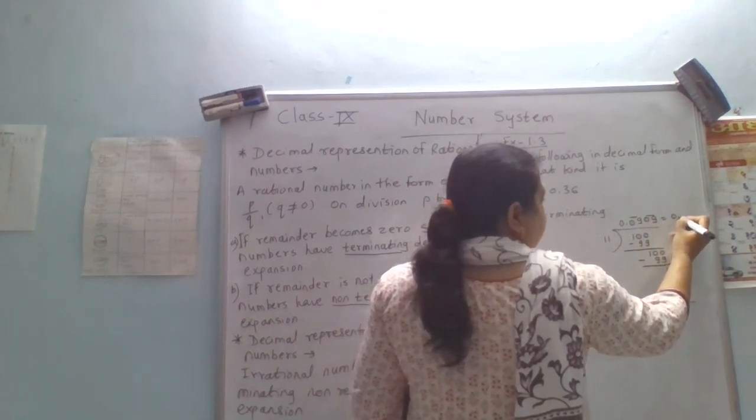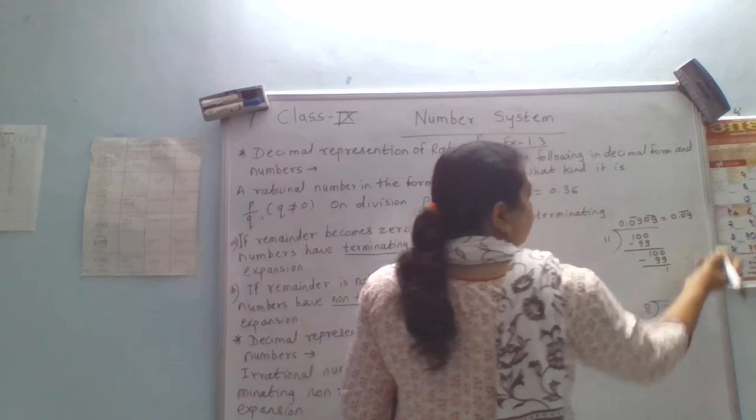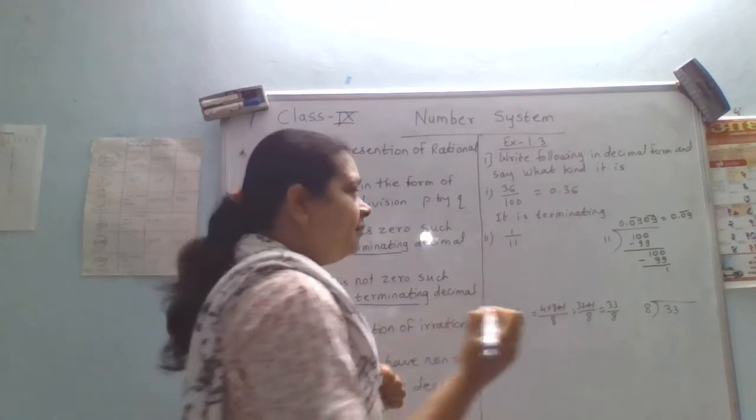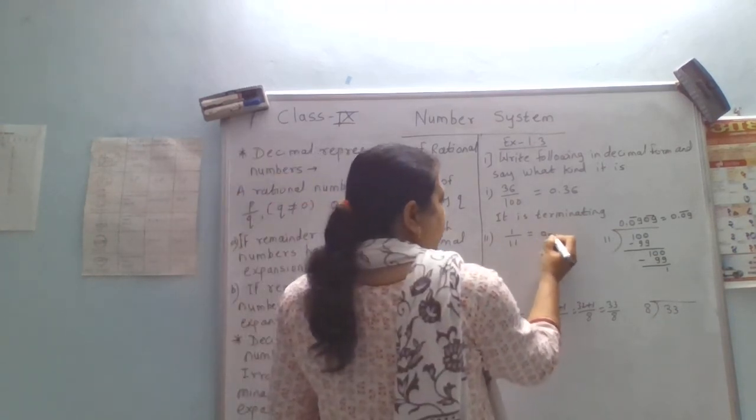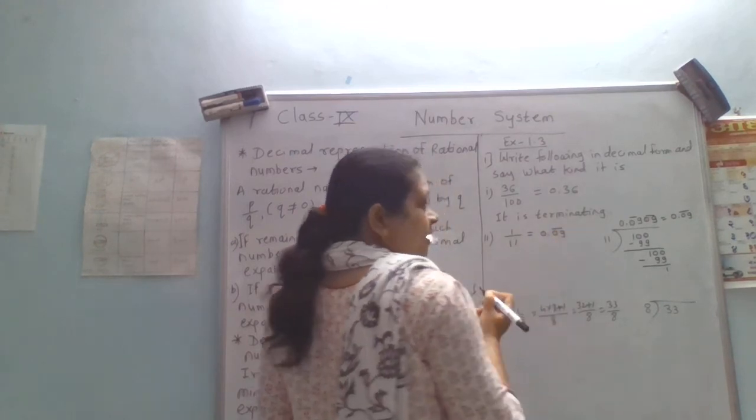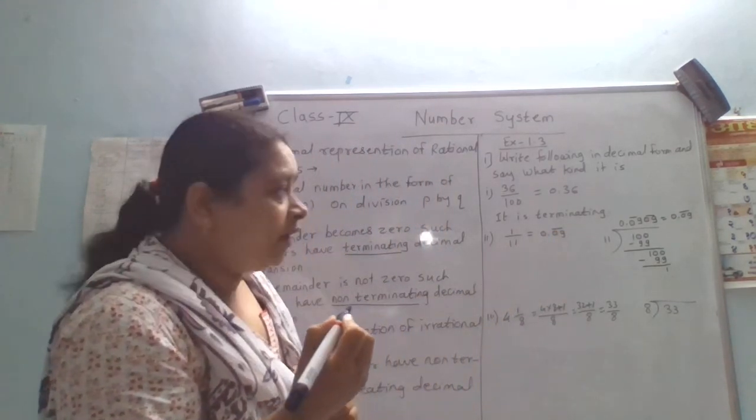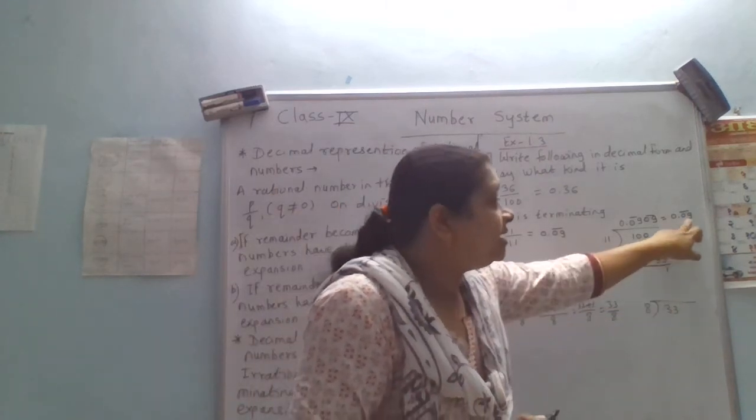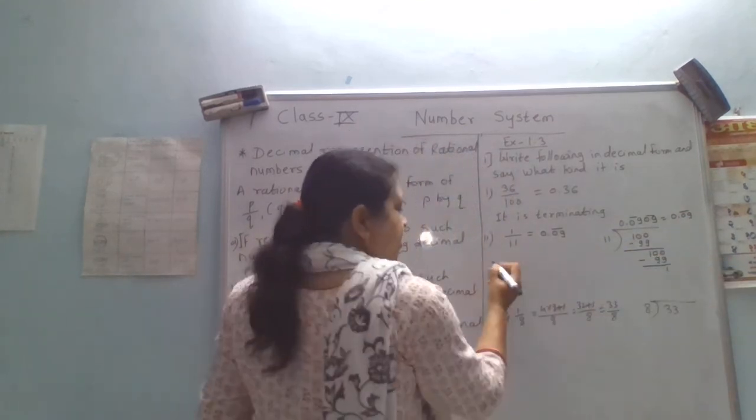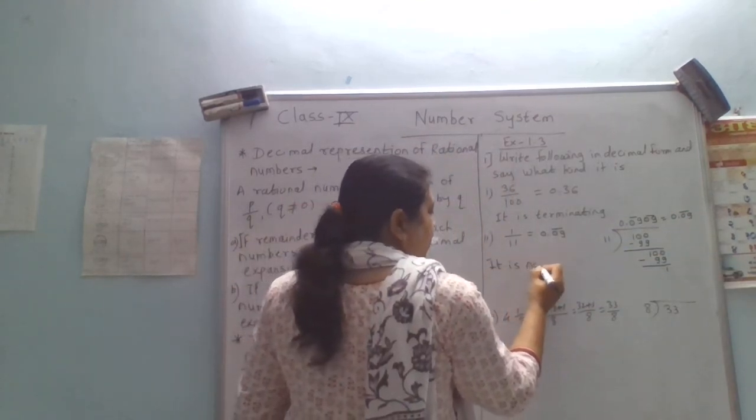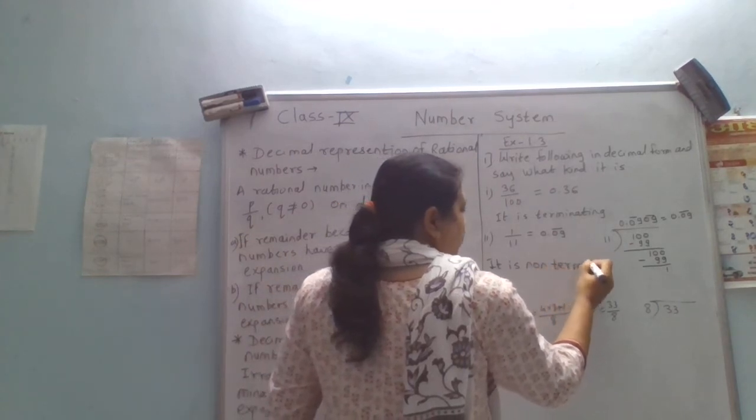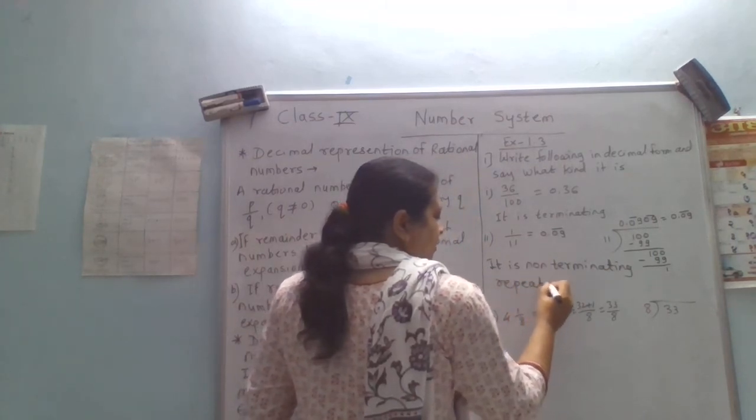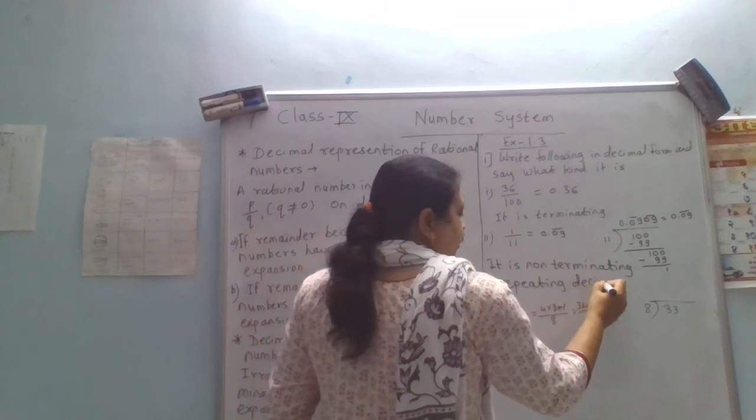We can write this answer as 0.09, where 09 is repeating, so above 09 you can draw one line. Is this terminating or non-terminating? Here the remainder is not 0, so it is non-terminating, but in the answer the same numbers are repeating, so it is a non-terminating repeating decimal expansion.